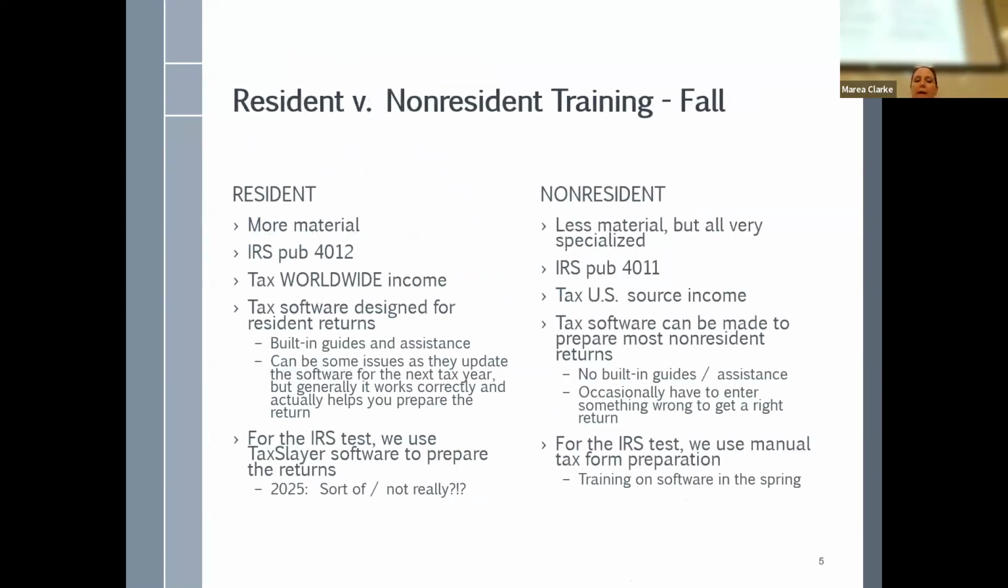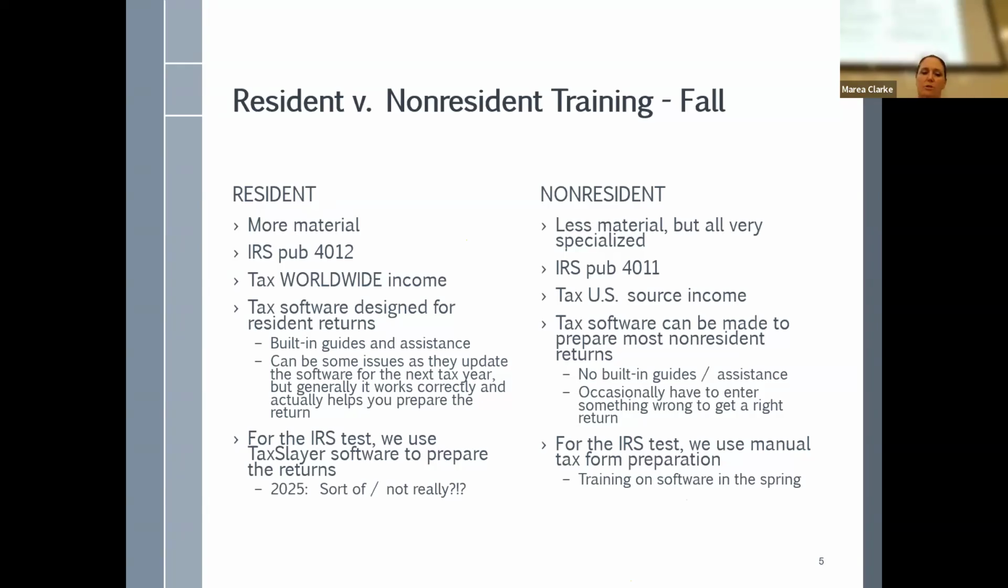We're also going to talk about some differences between the resident and non-resident training model. When we compare the two types of taxes and how we teach them, in all honesty, the resident training does have a lot more material, because of 100 years of social engineering focused on people that are citizens and tax residents of the United States. So there are many, many more credits and deductions and benefits that possibly could apply. Not that we see a lot of those, but there are more that could apply. The non-residents have less material, but it's all very specialized. They just use some separate rules.